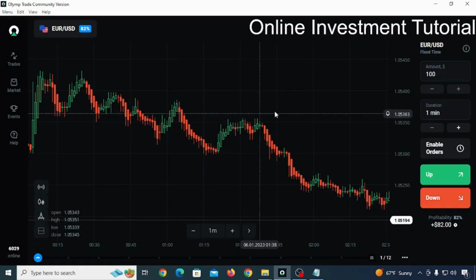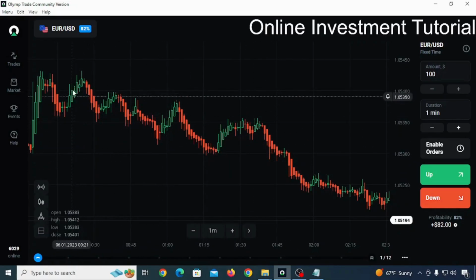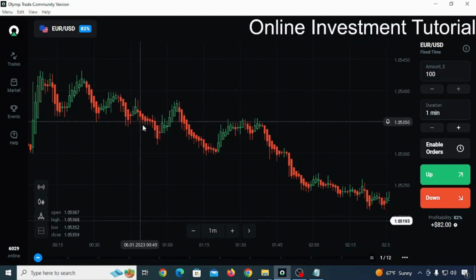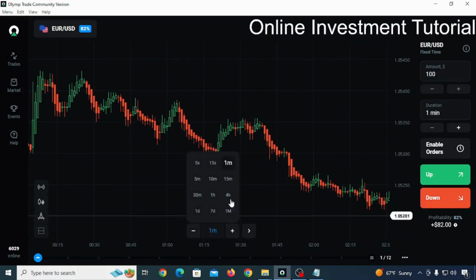So now let's talk about the strategy. I'll show you in this candlestick chart pattern, okay. All of these candlesticks are of 1 minute, okay. As you can see here, 1 minute, and the duration of the trade would be 1 minute, okay. And here you can put your investment amount.